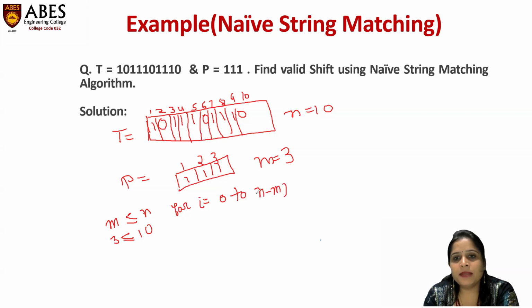Why is it n minus m times? Because the size of m here is 3 and the size of the text array is 10. So here you can see how many maximum shifts are required. We just find these three continuous bits in a given text array. When we reach text array position 8, after matching 8, 9, 10, the value of the text array is nil. So basically we iterate over this text array from 0 to n minus m, that is 0 to 7 times.